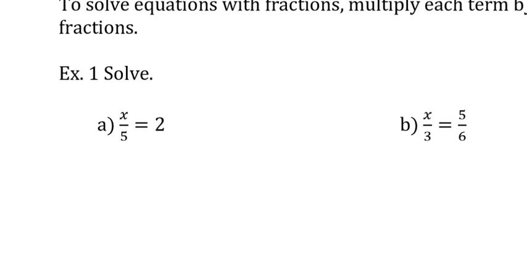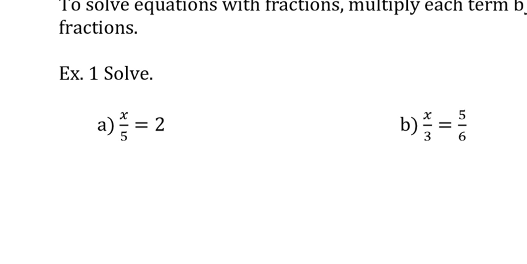Adam. Very nice. So the answer is going to be 10, very nice. What number divided by 5 is 2? 10 divided by 5 gives you 2. But like Adam said, you're going to multiply by 5 on the other side.